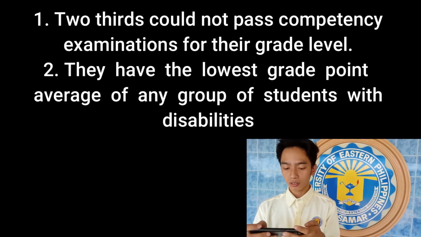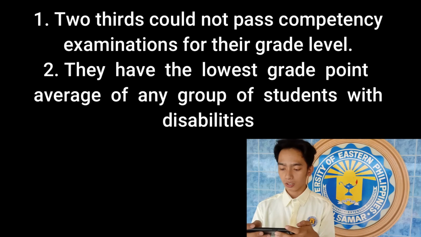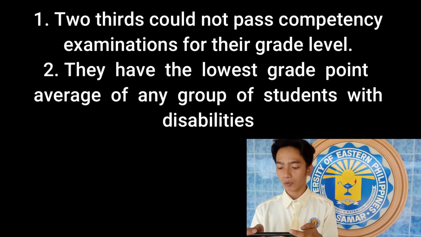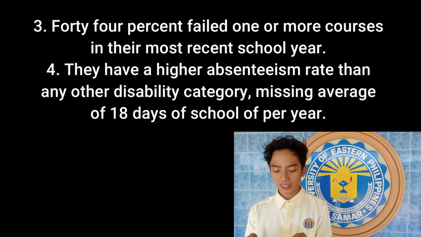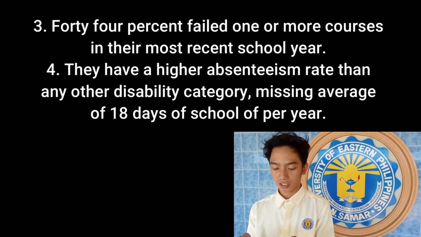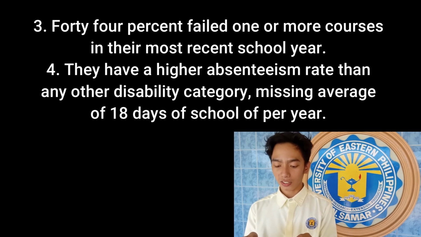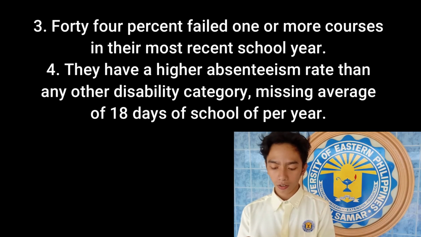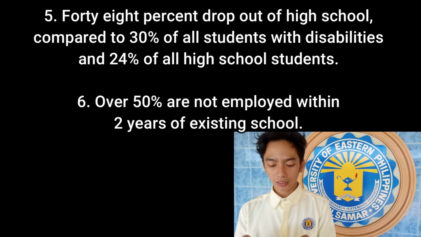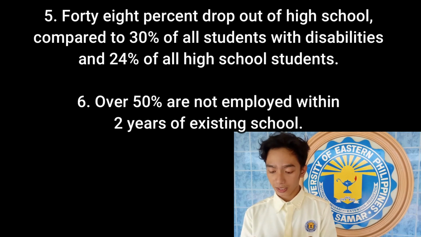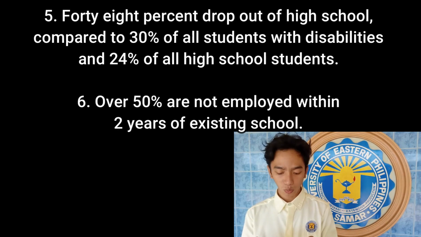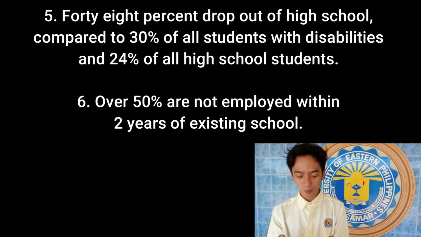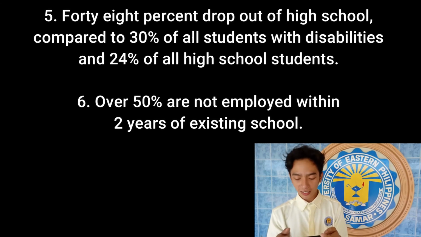One, one to three could not pass competence examinations for their grade level. Number two, they have the lowest grade point average of a group of students with disabilities. Third, 44% failed one or more courses in their most recent school term. Fourth, they have a higher absenteeism rate than any other disability category, missing an average of 18 days of school per year. 48% dropped out of high school, compared to 30% of students with disabilities and 24% of all high school students. The last is over 50% are not employed within 2 years of exiting school.